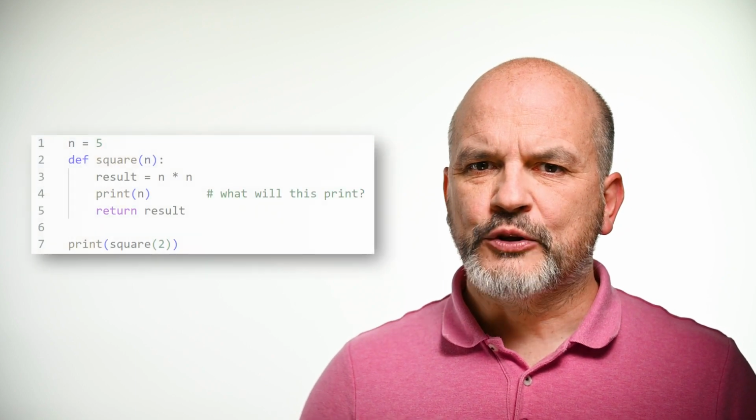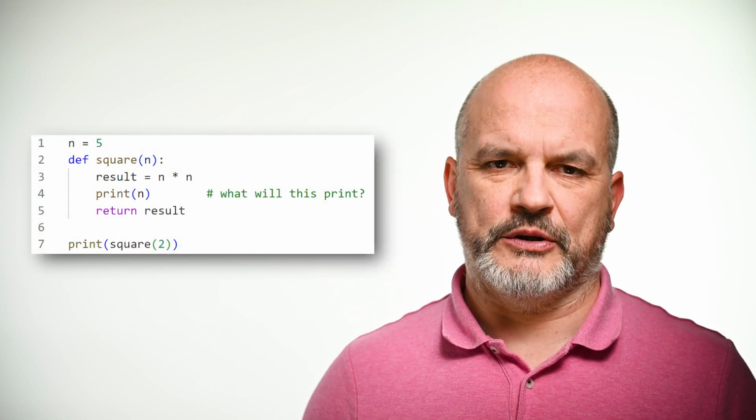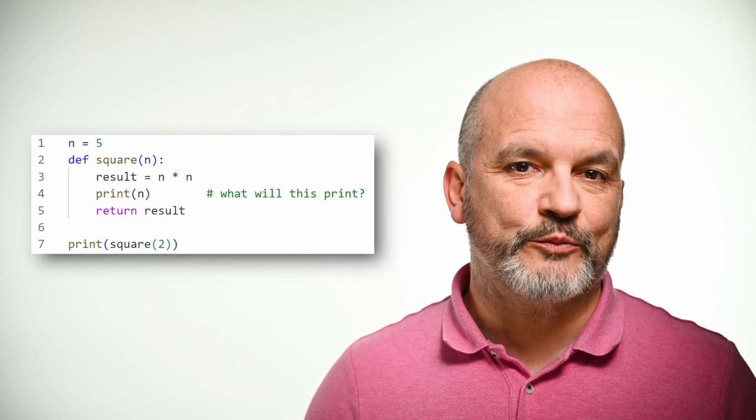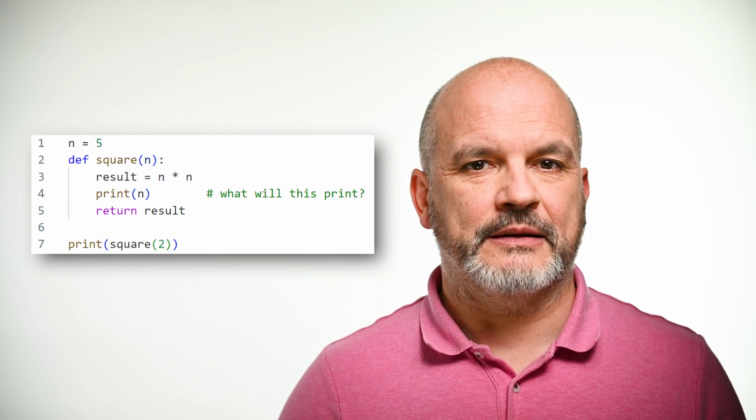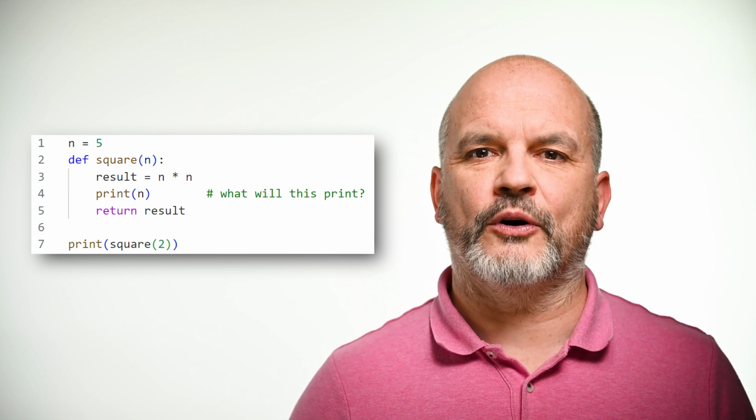Local variables are useful because they allow us to create temporary values that are only relevant for a specific task or calculation, and they do not interfere with other parts of the code. Now let's consider the following code. What is the output? The output is not 5 and 4 as one might expect. It is 2 and 4.